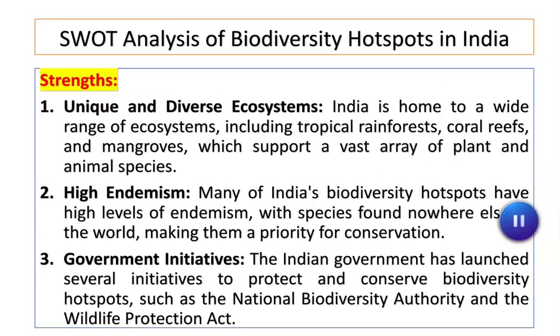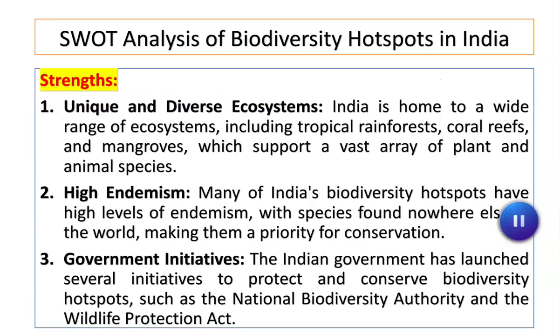High endemism. Many of India's biodiversity hotspots have high levels of endemism, with species found nowhere else in the world, making them a priority for conservation. Means because of the unique climate that India has, there are different species that are very unique, and they are not available on planet Earth. They are simply available in India. So because of that, we have a very unique ecosystem over here. We have unique species of flora and fauna, and that is our strength.